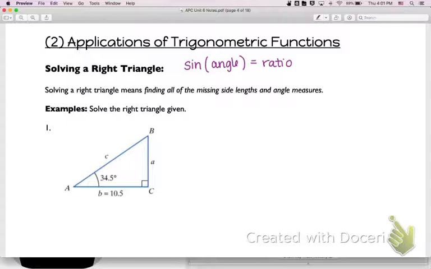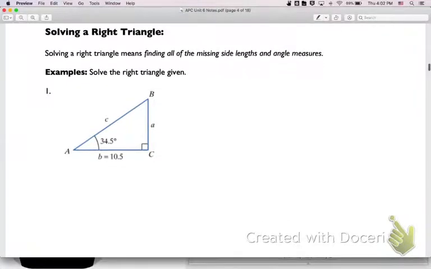So, little vocabulary. Solving a right triangle. How do you solve a triangle? Solving a triangle means find all of the missing side lengths and angle measures. So anything that's not given to us, we need to find, okay? So if I want to find a missing ratio, we can use the angle to do that. If I want to find a missing angle, we can use the ratio to do that, okay?